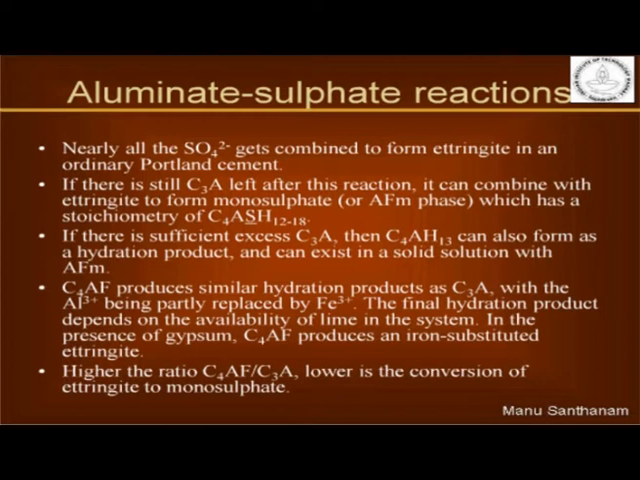Now there is not much difference between the reaction of C4AF and C3A, except that the ettringite and monosulfate that are forming, apart from the alumina, will also contain some iron. I am not going to get into that reaction in detail here, but I just want to tell you that the reaction is quite similar: it produces ettringite and monosulfate which are iron substituted, which do not have only alumina but also have iron in them.